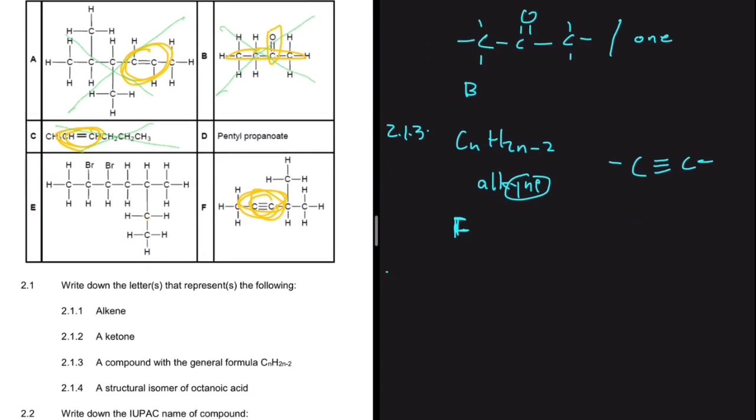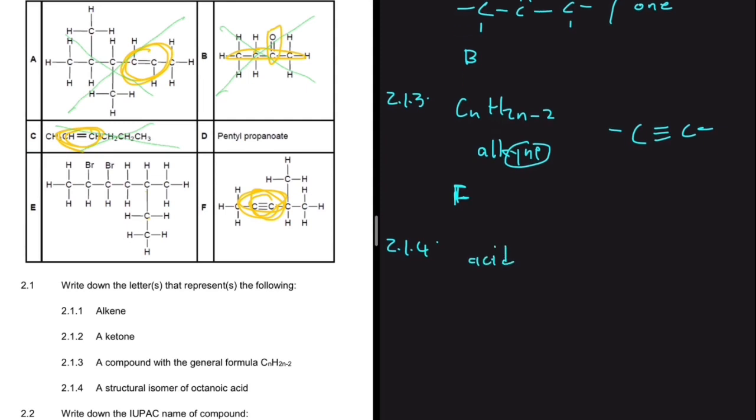2.1.4 says, let's look for a structural isomer of octanoic acid. For an acid, if we're looking for a structural isomer, we're looking for another acid or we're looking for an ester.